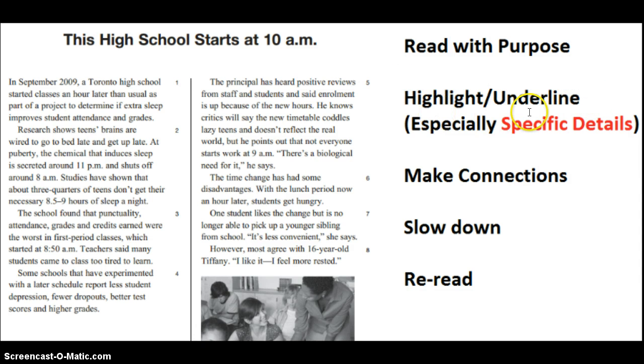You're going to want to highlight and underline things as you go, especially those specific details. This reading has a short answer question, and I know they want specific details. The proof in my answer, proof, explain, my APE response. I'm going to make connections, which is going to help me understand it a little better. I'm going to slow down at parts, especially parts that maybe are just a little bit trickier or maybe unfamiliar words. And I'm going to reread. That's the single most powerful strategy. Reread. Go back and reread something. It'll help you make more meaning of it.